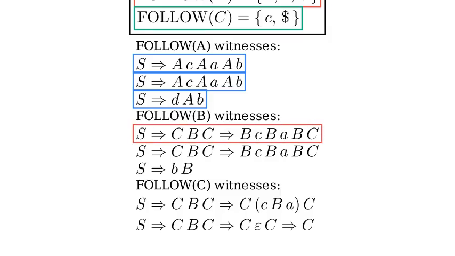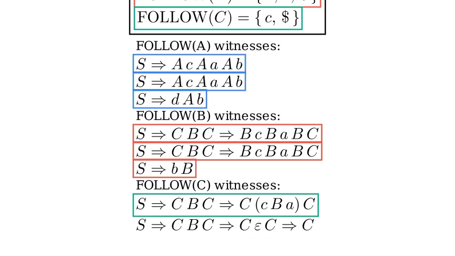For c in follow of B, S derives C B C, then expand C to be c B A, so we see C B C derived to be c B A B C, where c follows A B. For a in follow of B, in C to be c B A, A follows the second B, so S derives B C, B A B C with that after A B. For end marker in follow of B, S derives B B, where B is last. For c in follow of C, S derives C B C, then expand B to c B A, so we see a little c immediately after C. For end marker in follow of C, S derives C B C, set B and the last C to epsilon to obtain a sentential form ending in C, then epsilon.